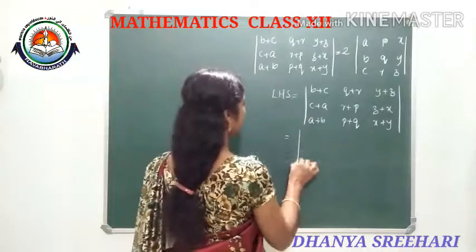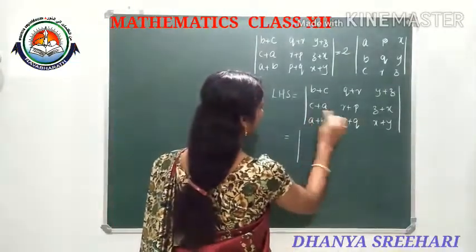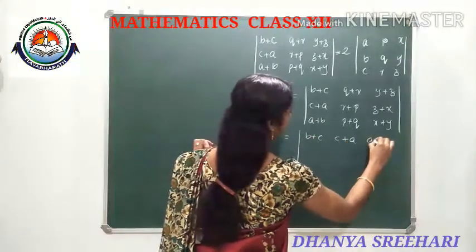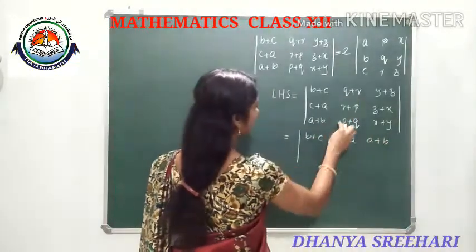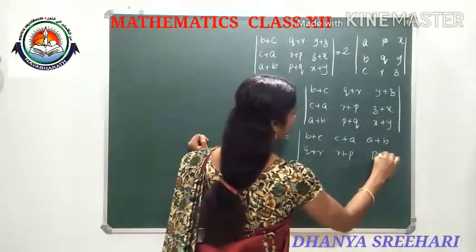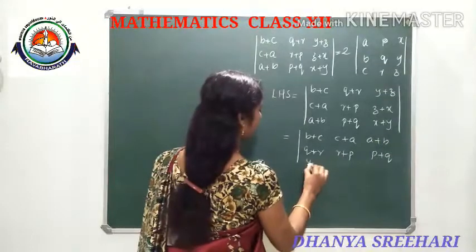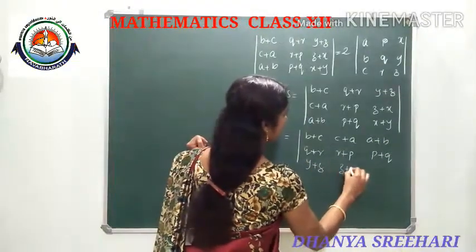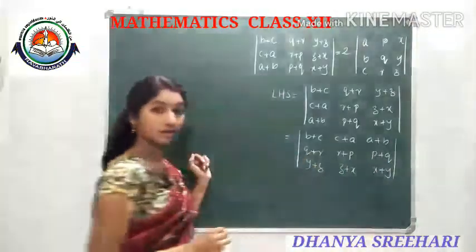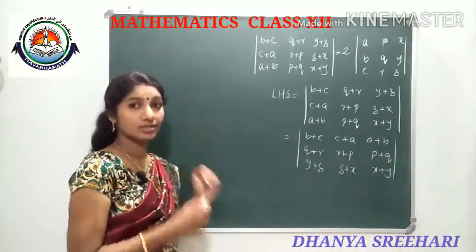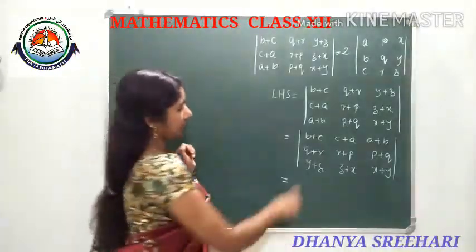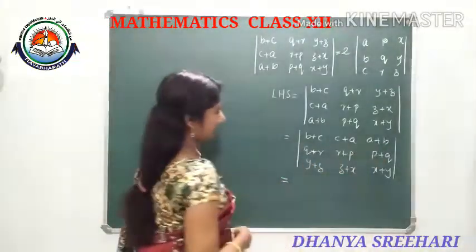So we can change it as first column will become first row. So it will come b plus c, c plus a, a plus b, and this one q plus r, r plus p, p plus q, and this one y plus z, z plus x, and x plus y. Okay, we interchanged the rows and columns, and this is equal to, these two terms we need to subtract now.